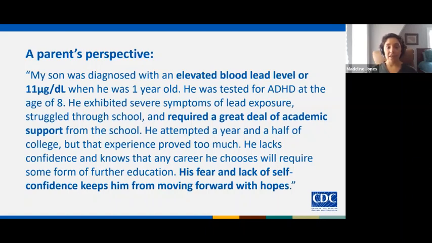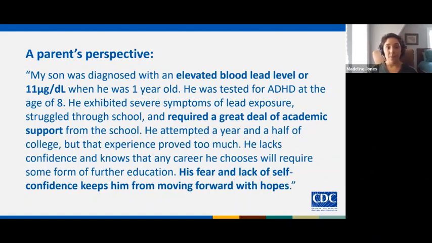So up on this slide is a quote from a parent of a lead-exposed child that tells their family's experience. So this quote is long, but I'm going to read the whole thing because it provides great insight into how severely lead exposure can affect a child.